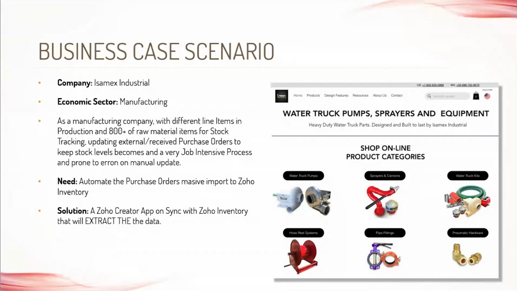So the issue that they have is that they have more than 800 items that they have to purchase and inventory, and they're raw materials that eventually get converted into items or products. So this is a very job-intensive process. This takes 2 people, 1 day of a week completely to always be updating all of this.